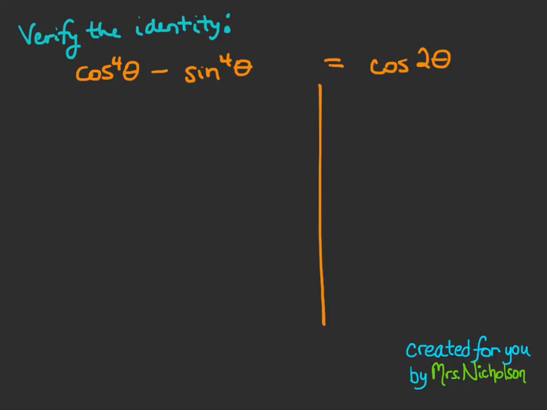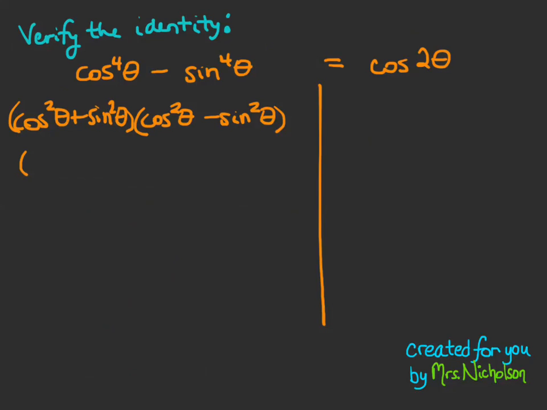I have cosine to the 4th minus sine to the 4th. That is a difference of 2 square terms, and so I can factor that. I'm going to make it cosine squared theta plus sine squared theta times cosine squared theta minus sine squared theta. So now if I consider what I have, I've got cosine squared plus sine squared. Well, that's a Pythagorean identity. Cosine squared plus sine squared is equal to 1. So I'm going to change that to 1.